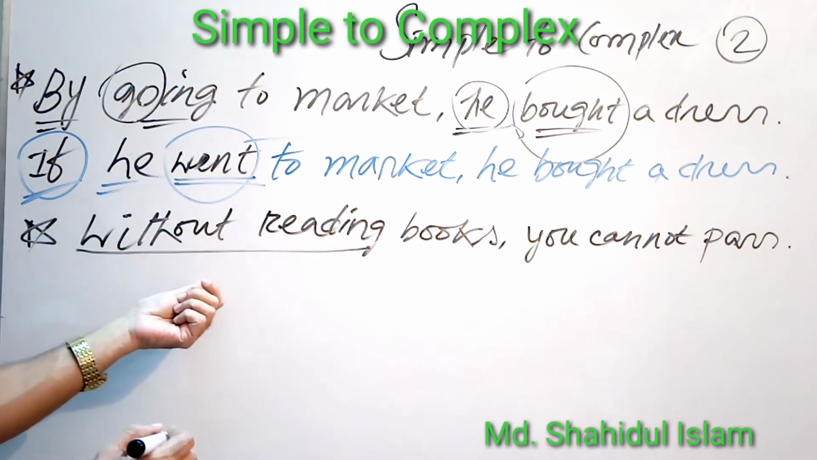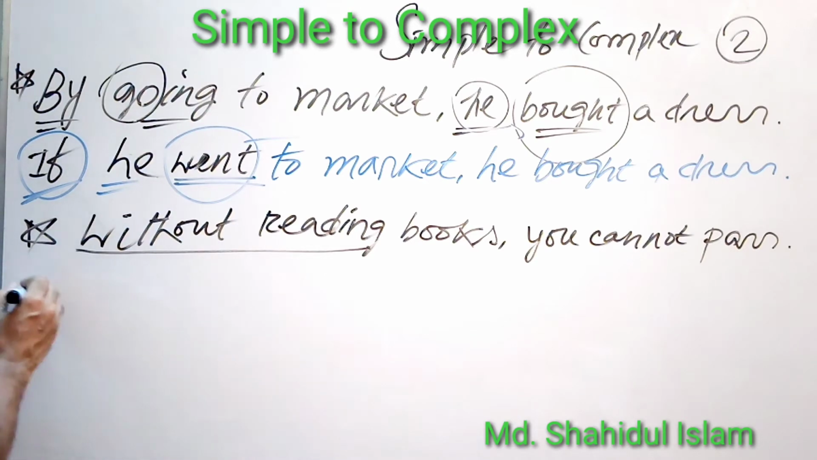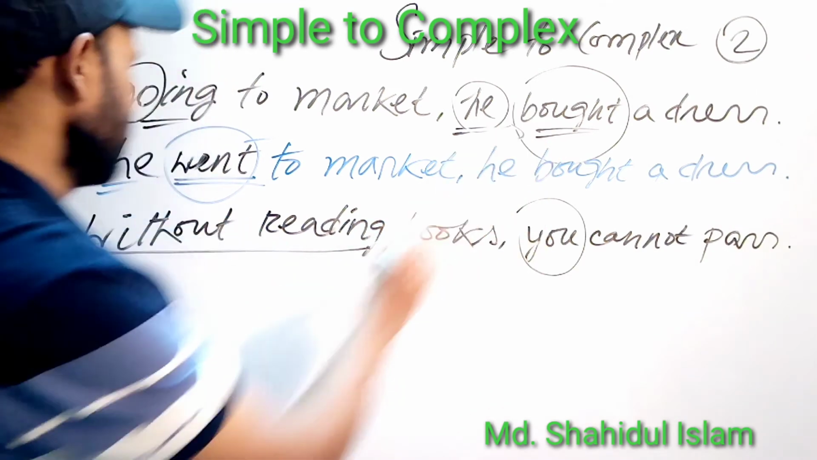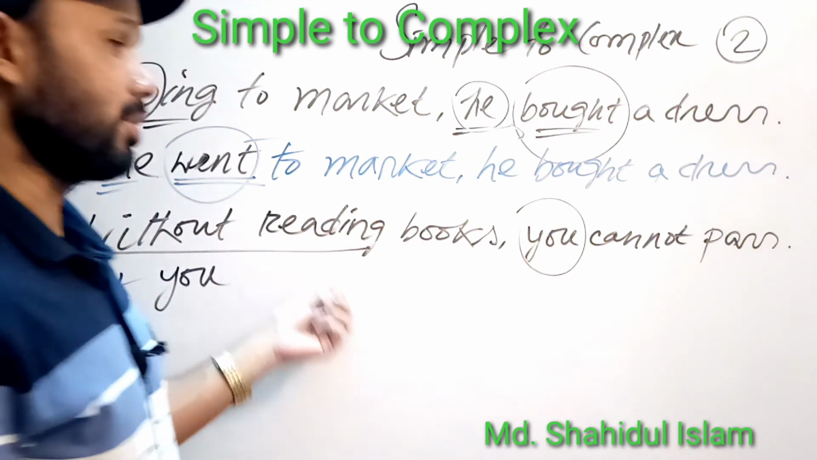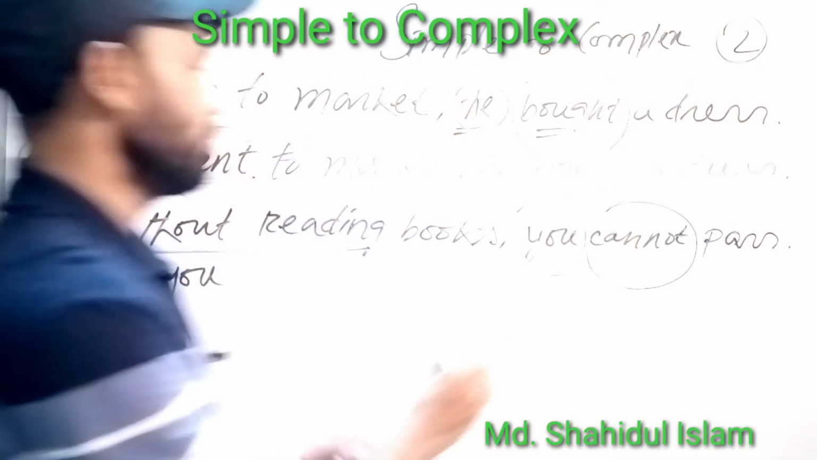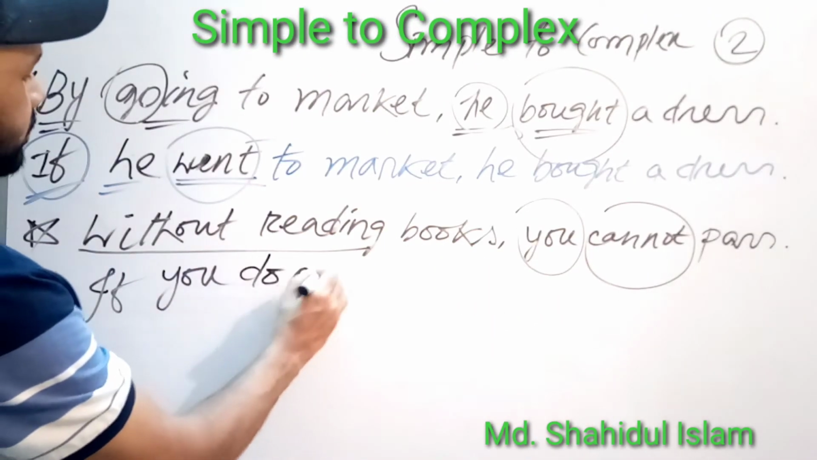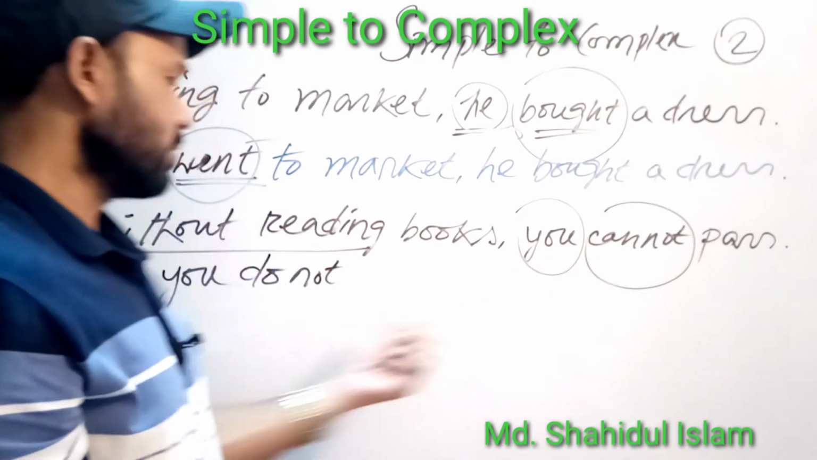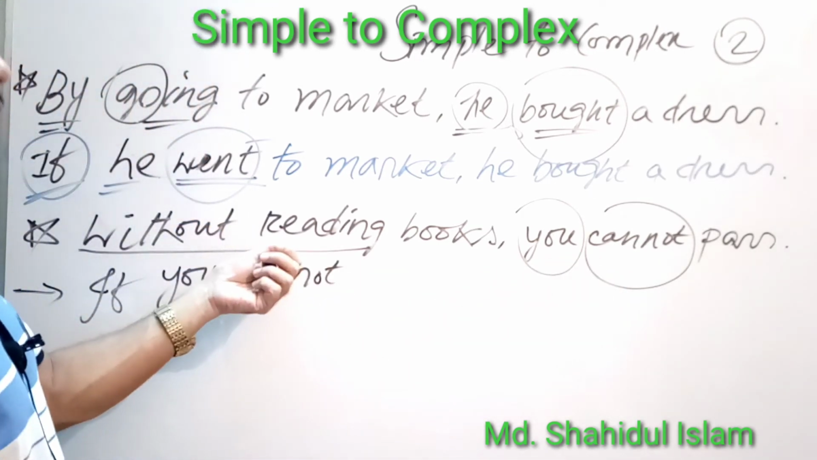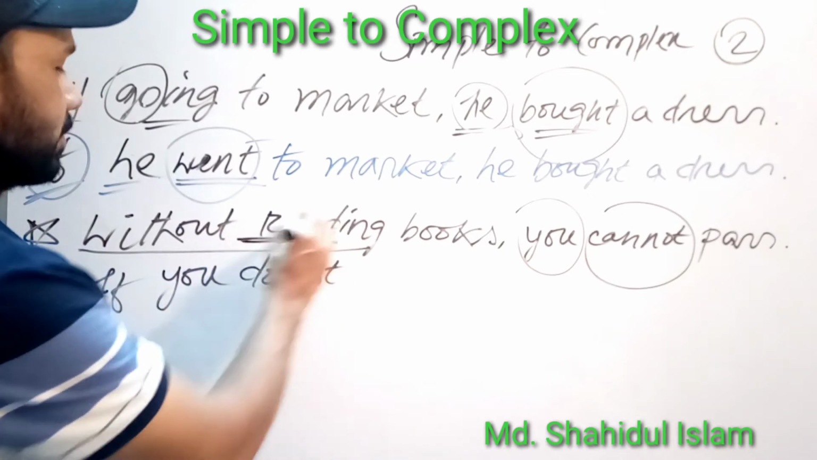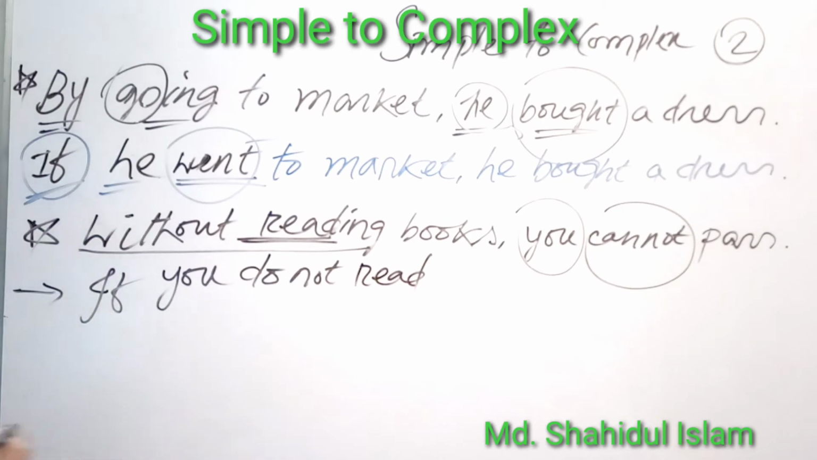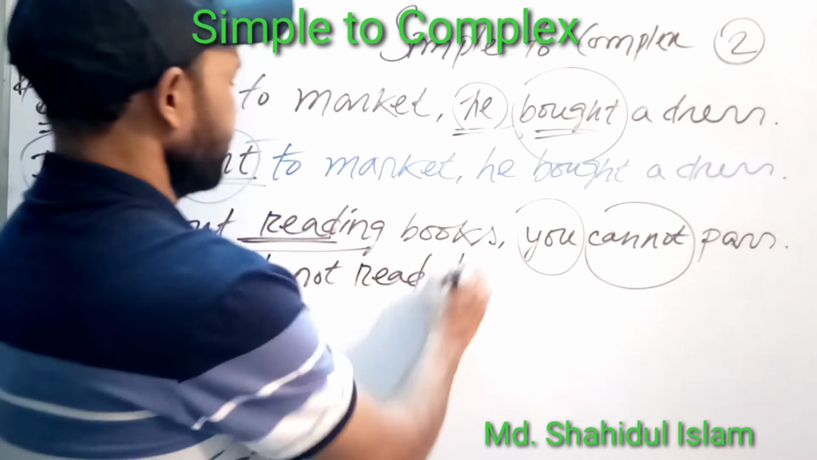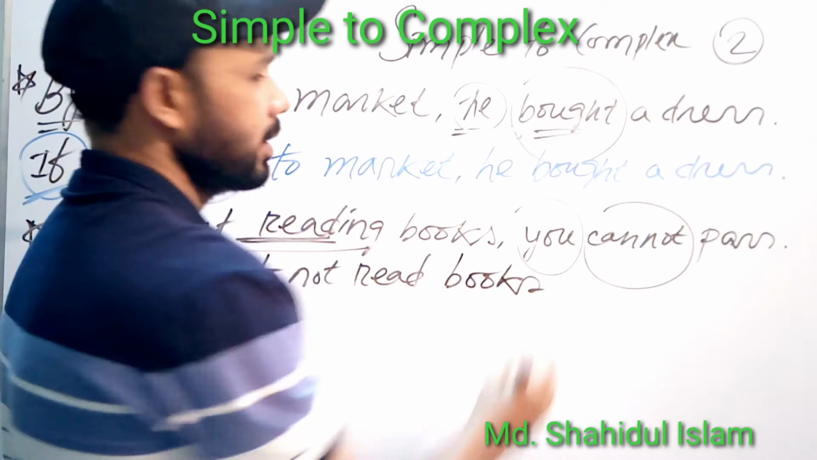If you find this type of sentence, you have to use first of all if. Then you have to bring subject. Here is a subject, you. Then you have to use do not or did not. If it is in present tense, you have to use do not. If it is in past tense, you have to use didn't. Then you have to use main verb. Here is a verb, you have to use the main verb. That means verb 1. Read books, already done.